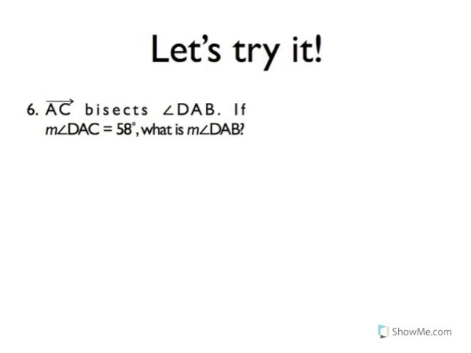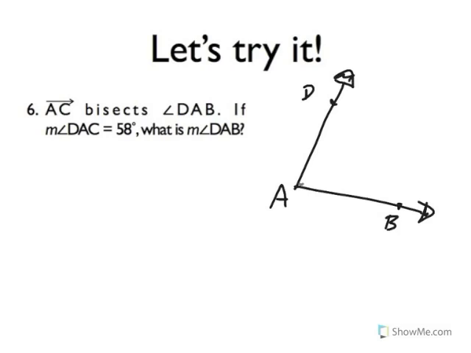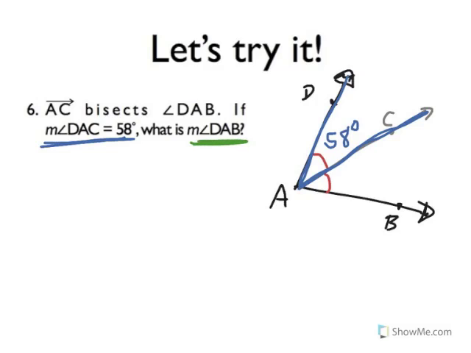So now let's try this with an angle bisector. Ray AC bisects angle DAB. Now before we even go on, let's quickly draw a figure. We have angle DAB, and then we have ray AC that bisects that angle. So it makes two congruent angles. So if the measure of angle DAC is 58 degrees, what is the measure of angle DAB?